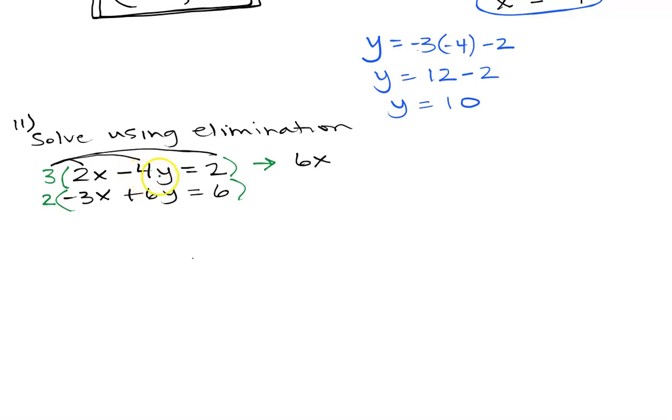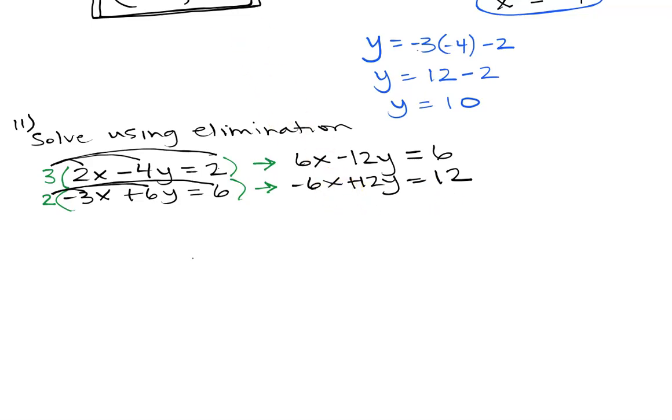3 times negative 4y is negative 12y. And then 3 times 2 is 6, so equals 6. And now let's do the same thing on that bottom equation, distributing that through. 2 times negative 3 is negative 6x. 2 times 6y is 12y, so plus 12y. And then 2 times positive 6 is positive 12.